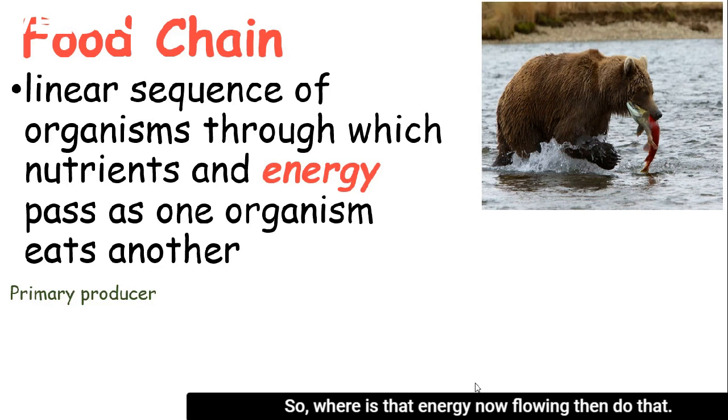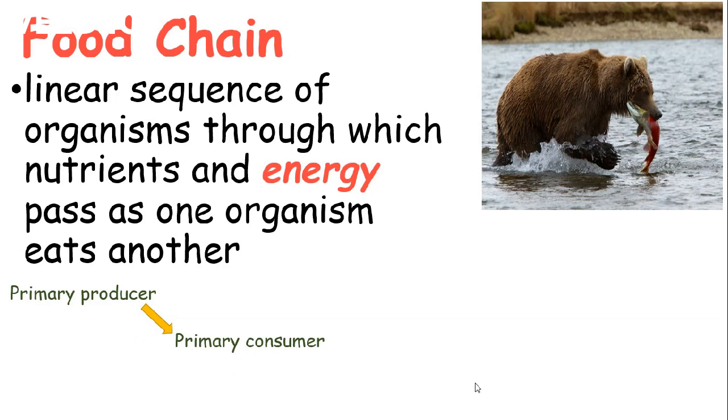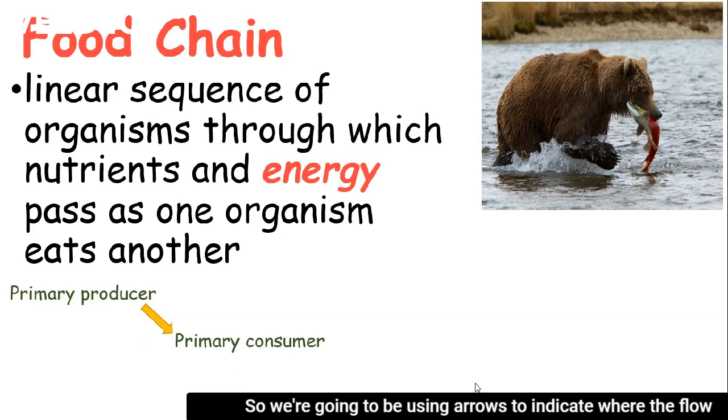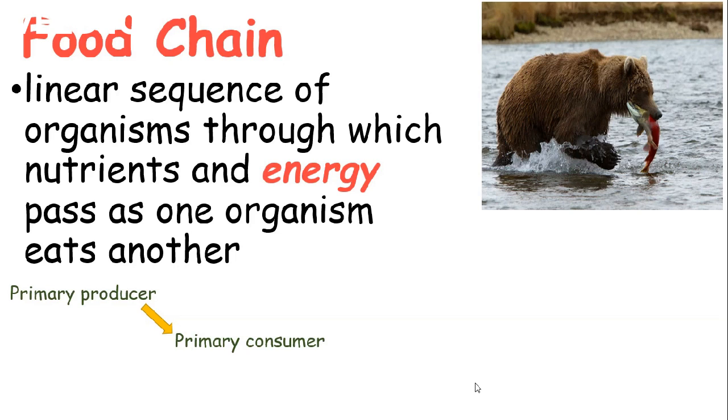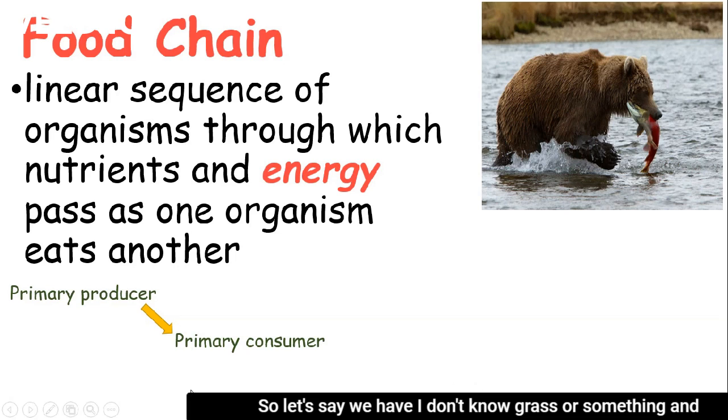So where's that energy now flowing? The energy that the primary producers have captured from the sun will potentially be flowing into a primary consumer. We're going to be using arrows to indicate where the energy is going as one organism consumes another. So let's say we have grass, and then a rabbit being the primary consumer. And let's say a hawk comes in and eats that rabbit.